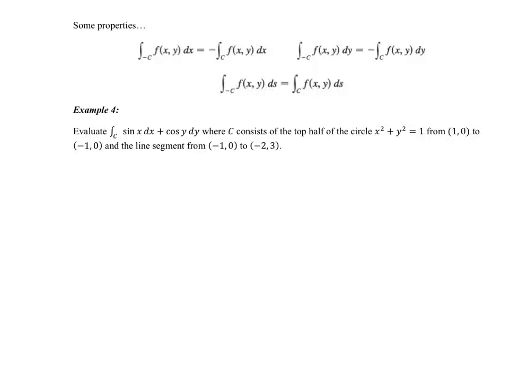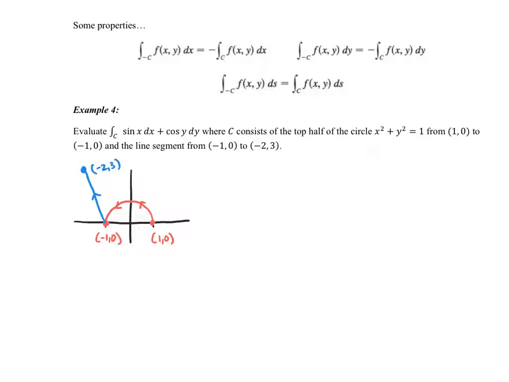Okay, example 4. We have the line integral of sine of x dx plus cosine y dy, and C is the half circle from (1, 0) to (-1, 0). So that's going to be a half circle that looks something like this, and the path is going to go like that. Then we go from that point, (-1, 0), to (-2, 3) along a line segment. A little bit off scale here, but that's okay.